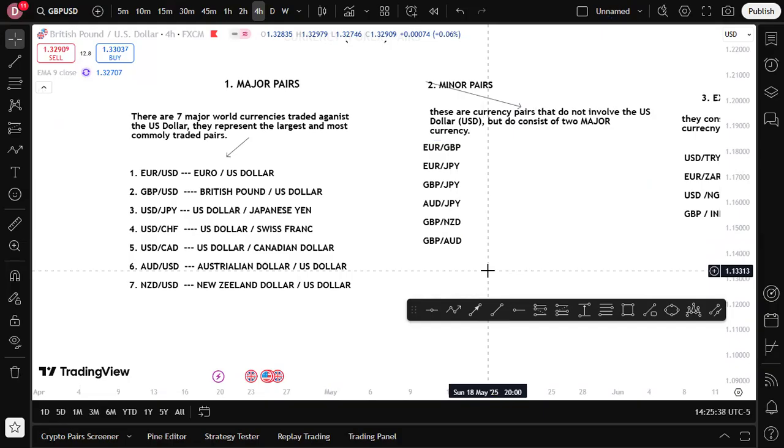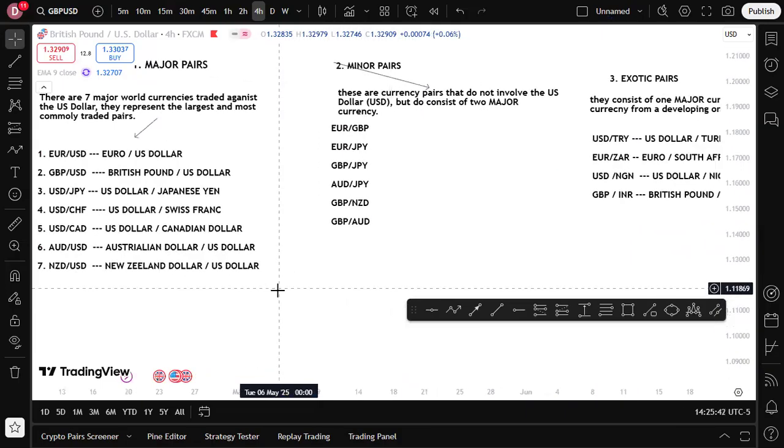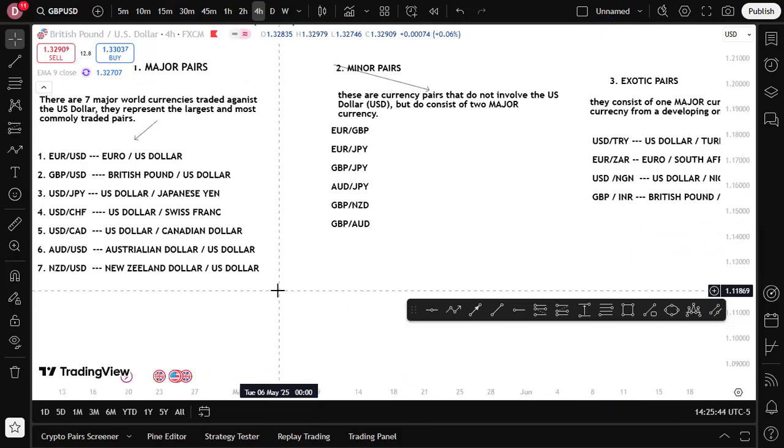the US dollar. While for the minor pairs, these are pairs that do not involve the US dollar, but consist of two major currencies. For instance, the Euro GBP, which is Great British Pound, the GBP JPY, AUD USD, GBP NZD, GBP AUD. Just compare the other two major currency pairs, but without the US dollar.